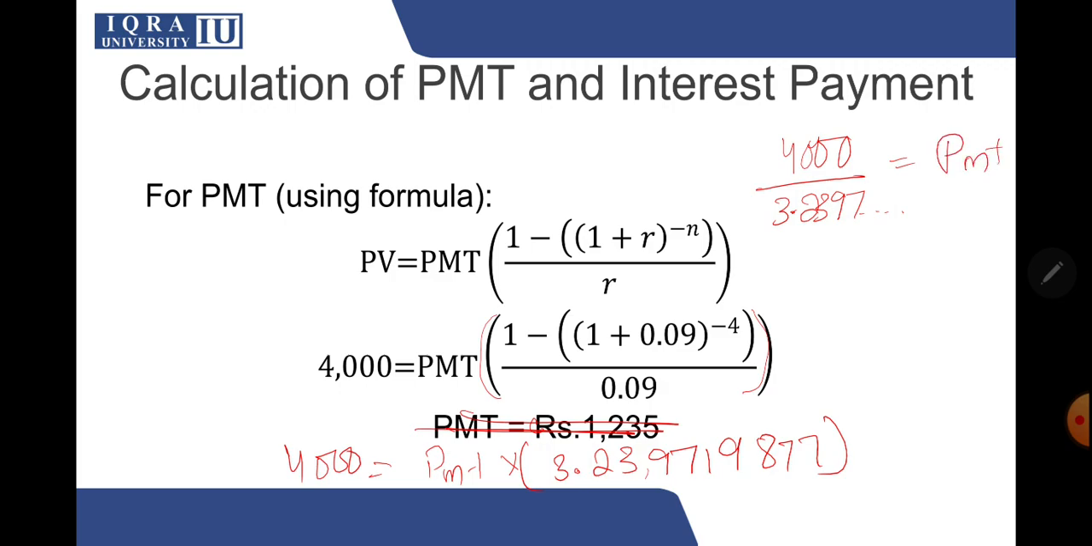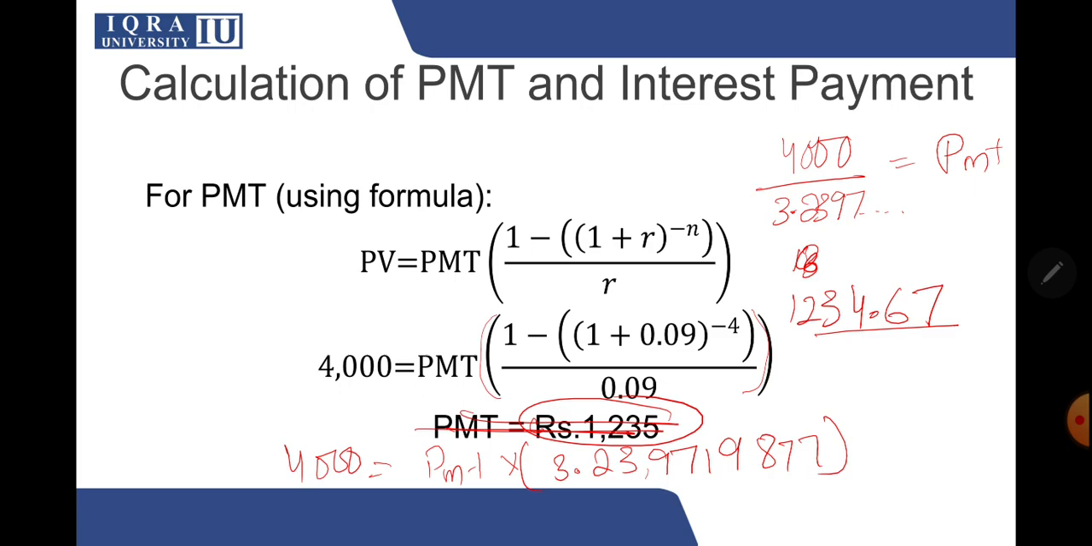So PMT is 4,000 divided by the answer. So your PMT is coming to 1234.67. We have rounded it off to 1235. Your exact PMT is 1234.67. This is the equal installment that you will pay every year.